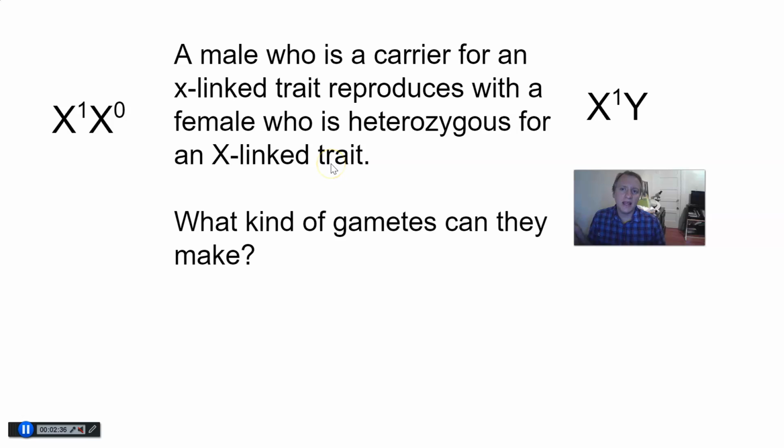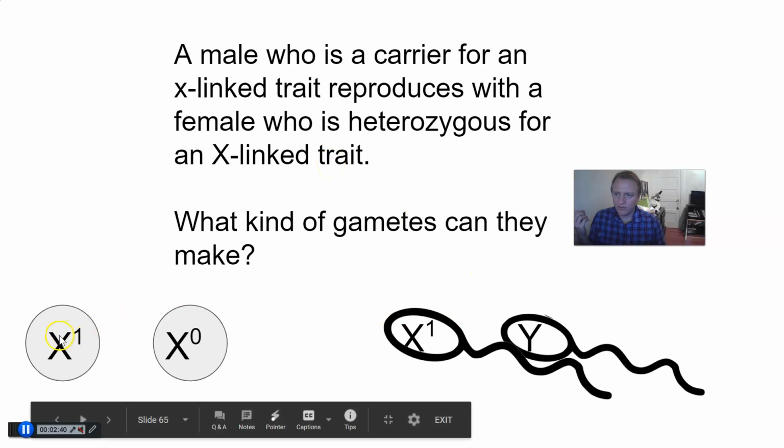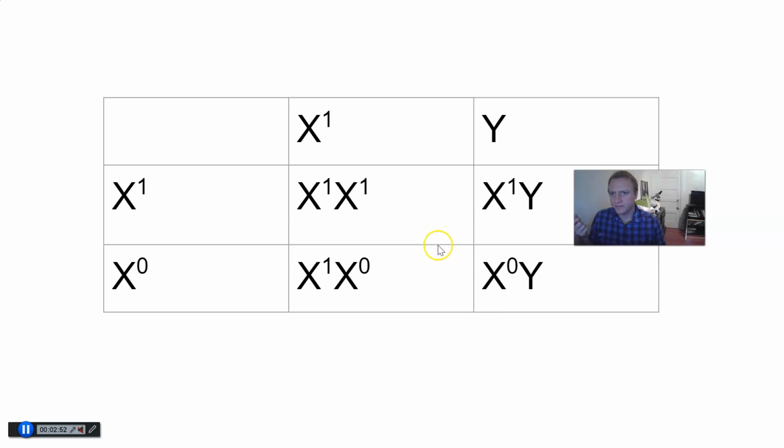So what kind of gametes can these folks make? Let's look at that. The female can make an X1 egg and an X0 egg. The male can make an X1 sperm and a Y. And let's run the Punnett square to see what their offspring might look like. And you can see here that half the daughters and half the sons are getting this condition.